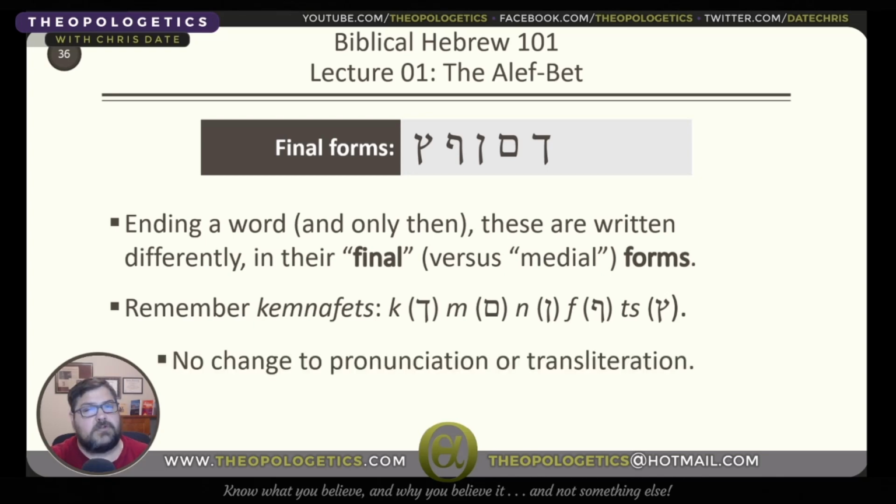However, there is no change to the letter's pronunciation or its transliteration when it appears at the end of a word. So you'll need to be able to recognize it, but you don't need to worry about pronouncing it any differently or transliterating it any differently. It also doesn't change the meaning of a word. It's simply a way of writing the character at the end of a word.